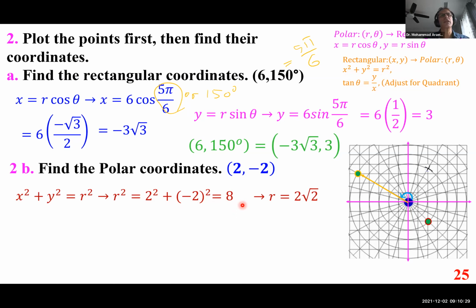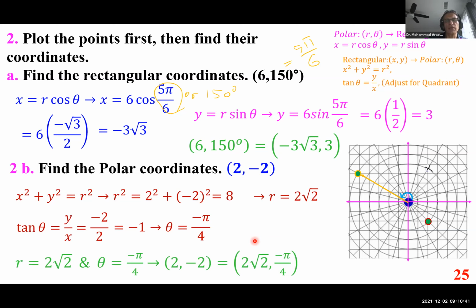As far as tangent theta is concerned, it is y over x, so negative 1. And theta is negative pi over 4. And you can write it in this fashion, that this pair, 2 comma negative 2, in a rectangular coordinate system is this pair in polar coordinates. Bear in mind that if you want to stick with a positive value, this negative pi over 4 is the same as 7 pi over 4. And either way is fine.